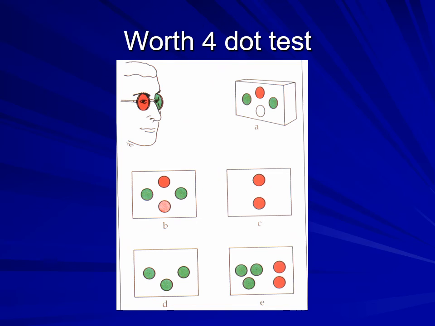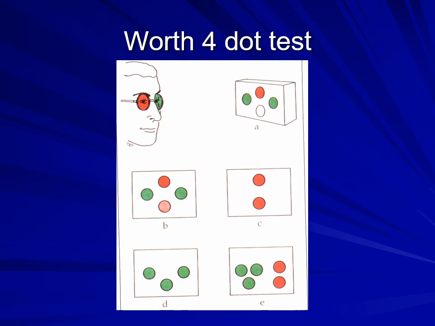That's what we call diplopia. The Worth four dot test is another qualitative test of binocular vision. In this test, we put red-green filters. A red filter in front of the right eye will allow the right eye to see the red circle and the white circle, and a green filter in front of the left eye will allow the left eye to see the green circles and the white circle. Notice that the white circle is formed of all wavelengths, so it can be seen by the right eye and by the left eye.